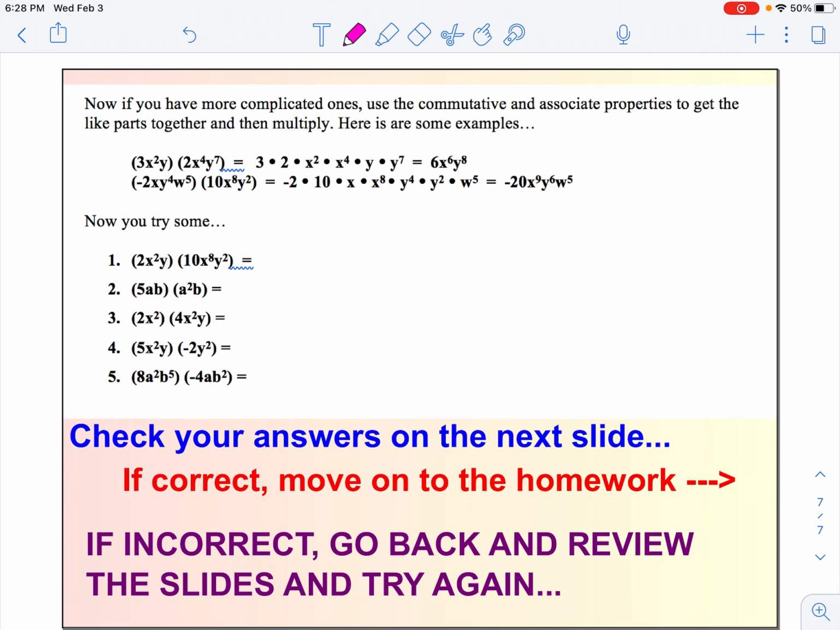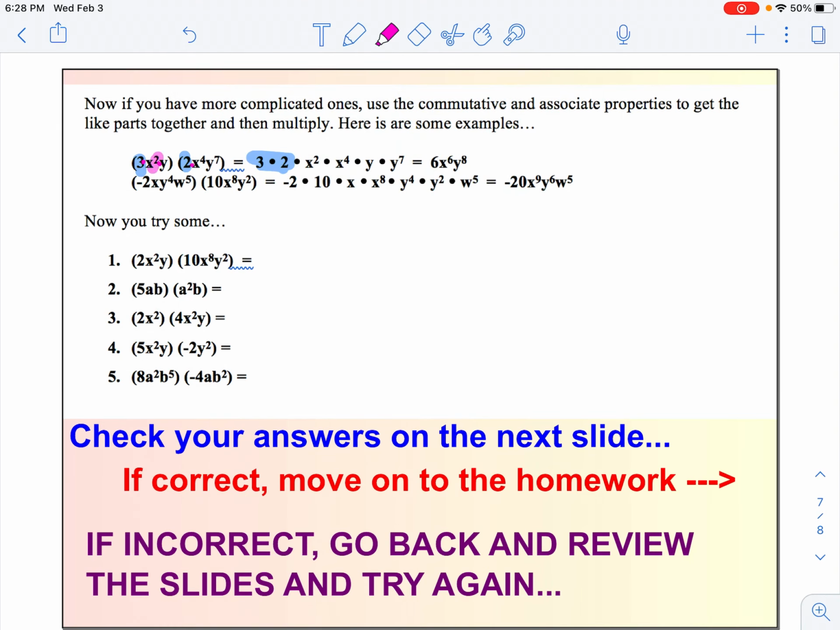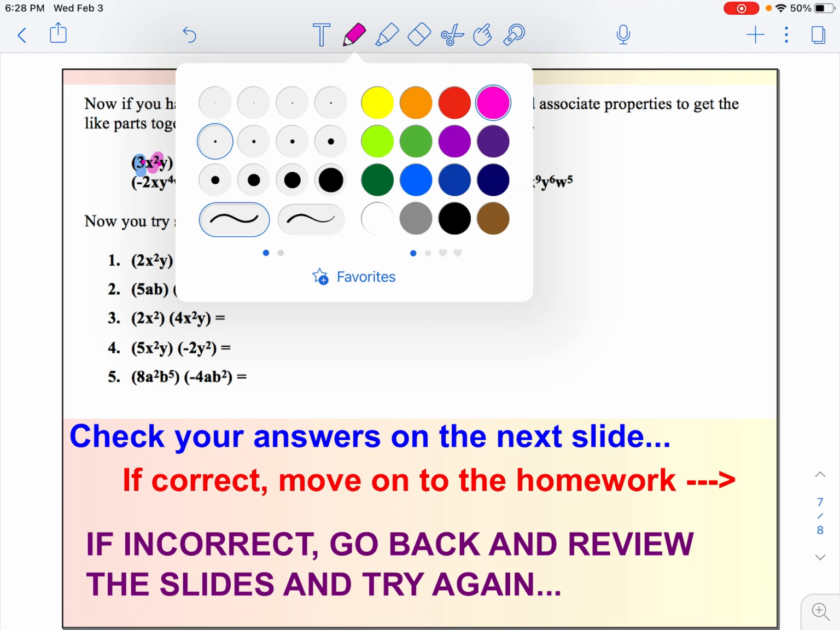Okay, well, what if you have more complicated ones? Let's take a look at a few more complicated ones. Use the commutative and associative properties to get the like parts together and then multiply. So here are some examples. Notice all of these again are just multiplied together. So you have the 3 and the 2 right here. Those are just multiplied together and I put them next to each other. Then we're putting other like things together, like x squared and x to the fourth. So I just put them next to each other so it's a little bit easier to see what's going on.